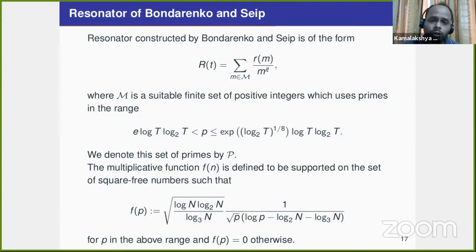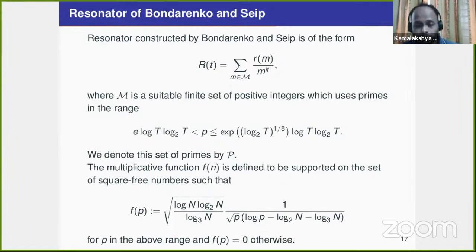This resonator of Bondarenko and Seip, they used it to find large values of zeta of half plus it. And before them, there were other attempts. The best known attempt was due to Soundararajan, who used a resonator.